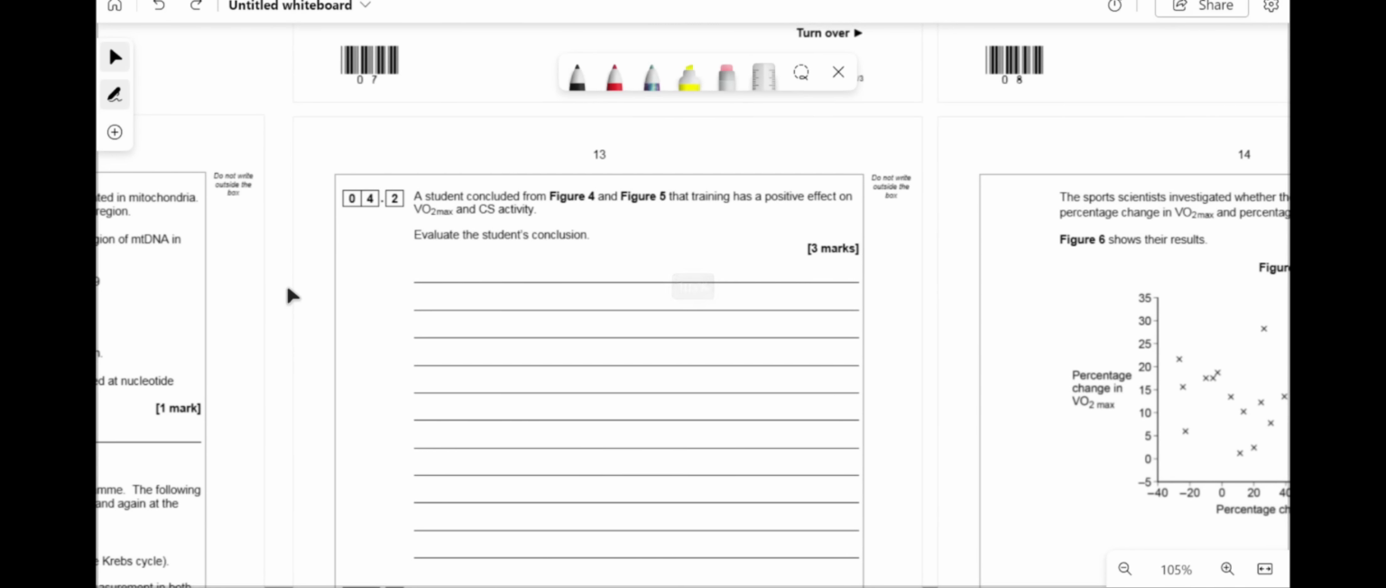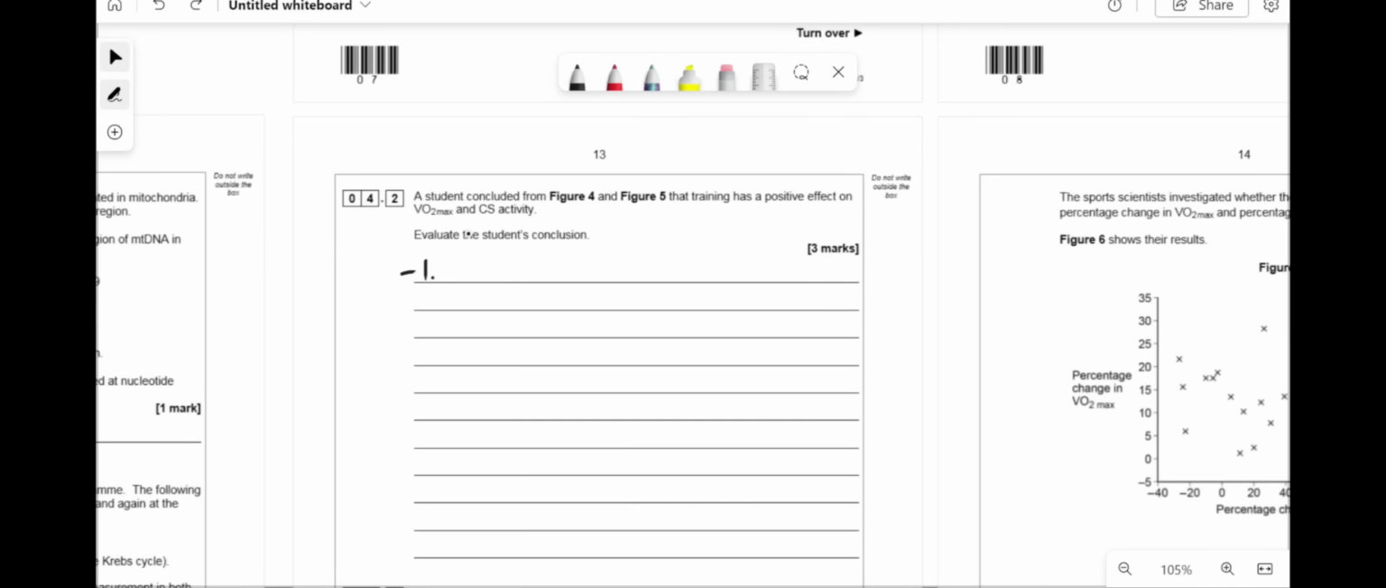So a student concluded from Figure 4 and Figure 5 that training has a positive effect on VO2 max and CS activity. Well, like I just said, both of them had an increase, so that does support it. Whenever you're seeing an evaluate question, you need to say what supports it, what goes against it, and what other things are missing. Statistical tests, are there other factors involved? Timelines, ages of participants, sex, whether it was done in humans, whether it was done in a test tube, whether it was done in a petri dish, whether it was done in a body, loads of different things like that.